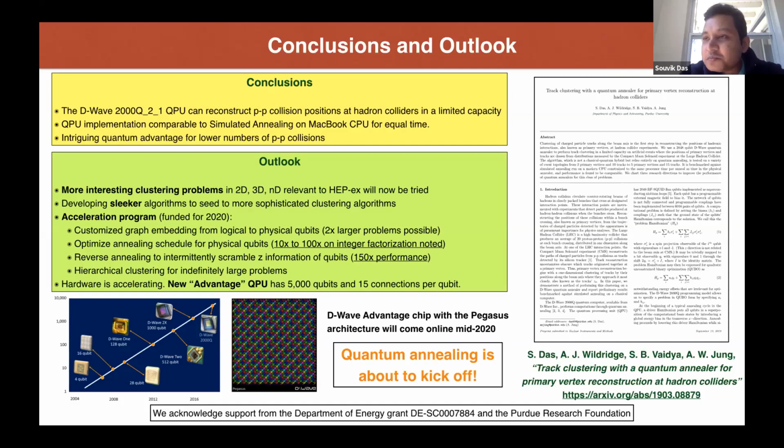And we hope to see if we can get some real HEPX problems onto quantum annealers and see how much better they do than other optimization problems. Our paper is on arXiv, and you can take a look at it. We are going through peer review. We acknowledge support from the DOE and the Purdue Research Foundation. Thank you very much. Any questions? All right, thank you very much.